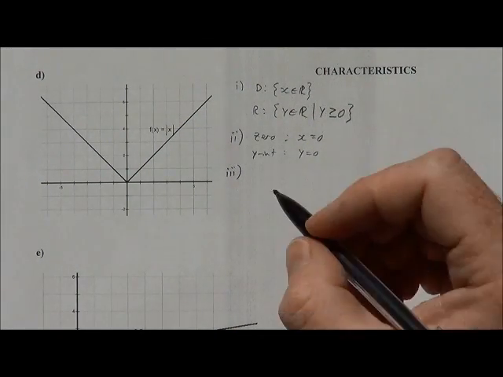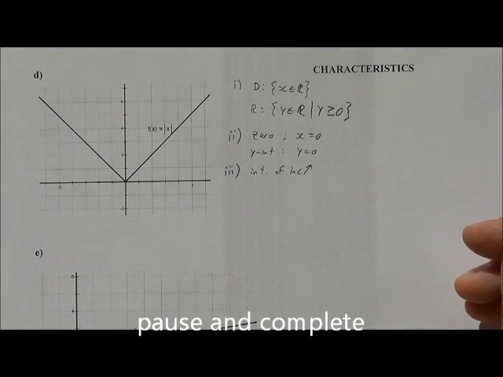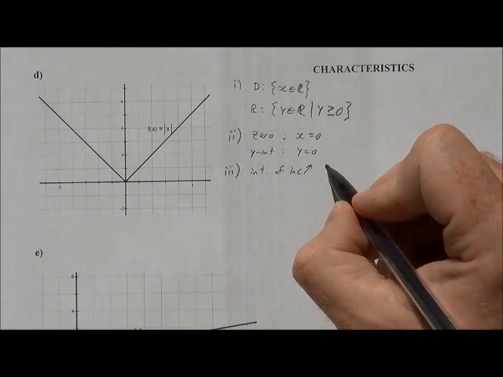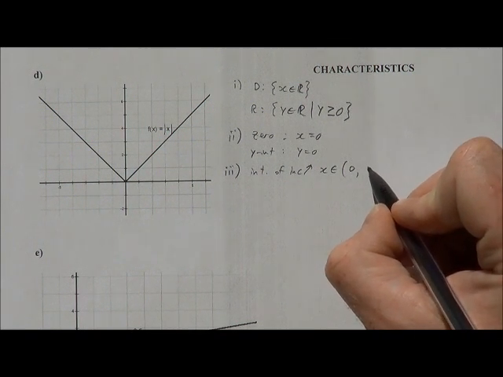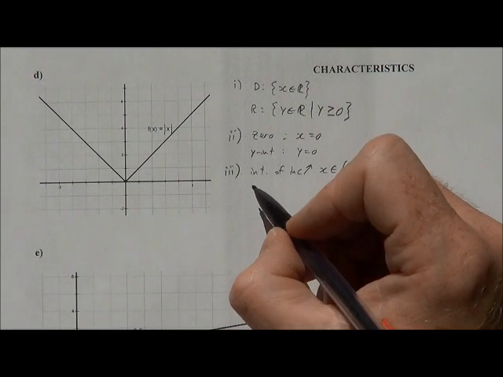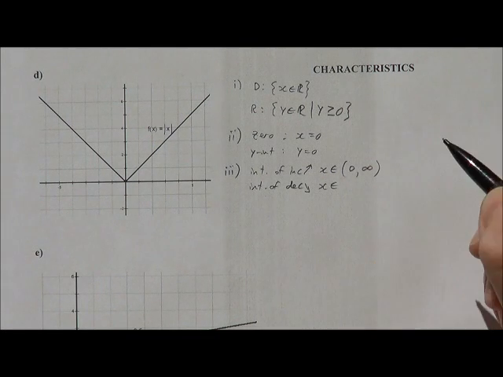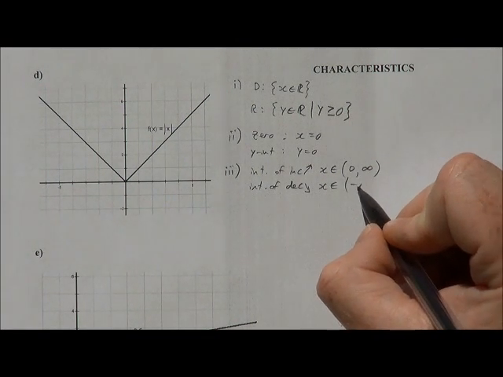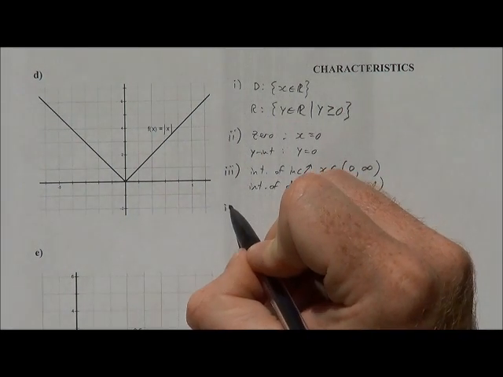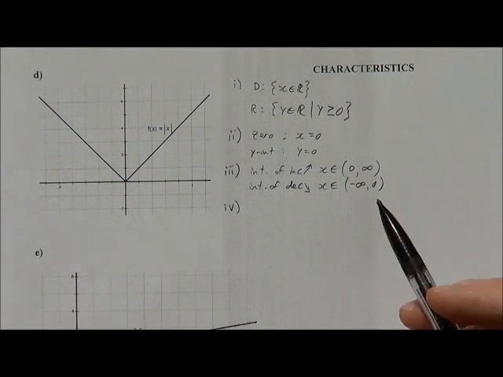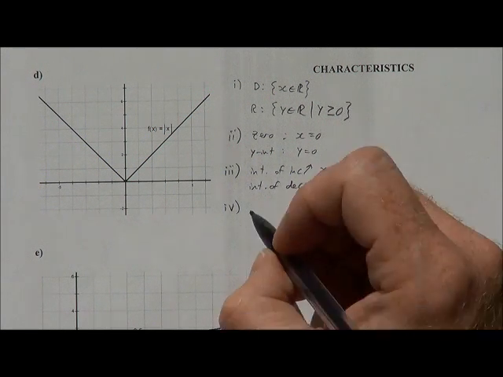For intervals of increase and decrease, well, the interval of increase, take a look at that, please. x is an element of between 0 and infinity, and the interval of decrease, x belongs to the range from negative infinity to 0. Discontinuities and asymptotes. We take a look at that. Apparently there are no asymptotes, and it doesn't look like the graph is broken anywhere, so there are none.